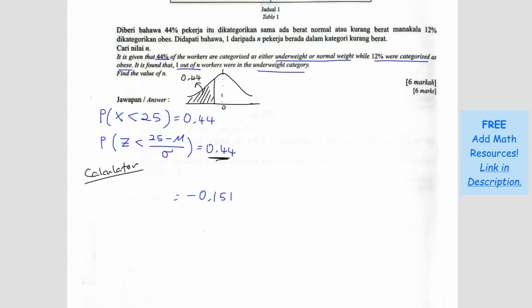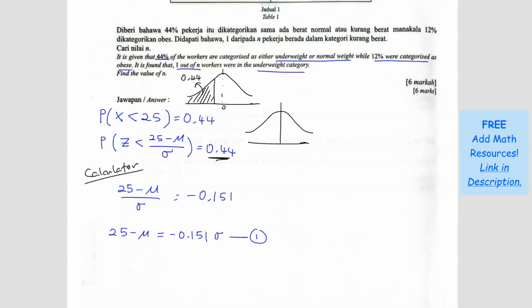So this value represents this part: 25 minus the mean over the standard deviation. We can rearrange this because we have two unknowns. Bringing the standard deviation up, it becomes 25 minus the mean equals negative 0.151 times the standard deviation. This is your first equation. We need two equations because we have two unknowns, the mean and the standard deviation, to solve. Now, if we want to use the table, we can assume that this 0.44 is this side.